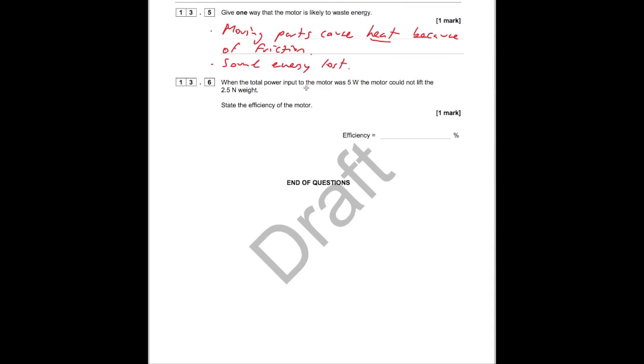When the total power input to the motor was 5 watts, the motor could not lift the 2.5 newtons weight. State the efficiency of the motor. Well, something's efficient if it can do the job it's designed for. If that motor can't lift the weight, then it's 0% efficient, because there's no useful energy. And that's the end of the question, so that's how to take care of that.